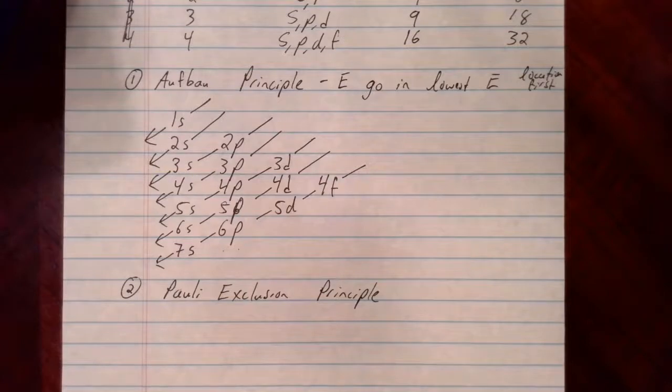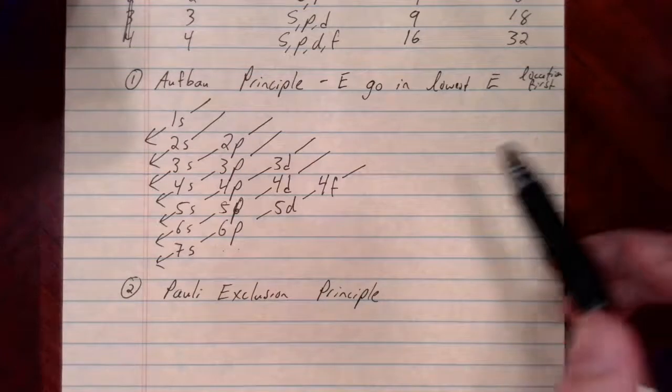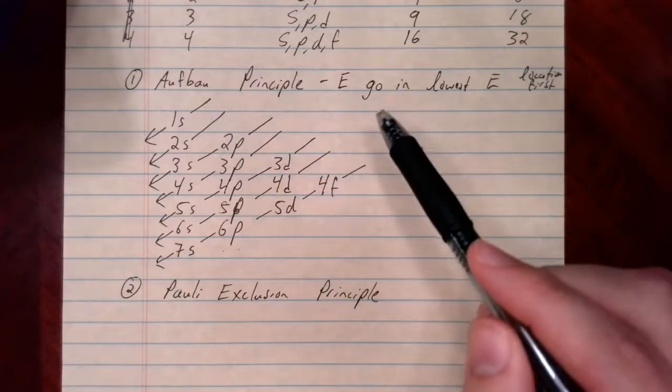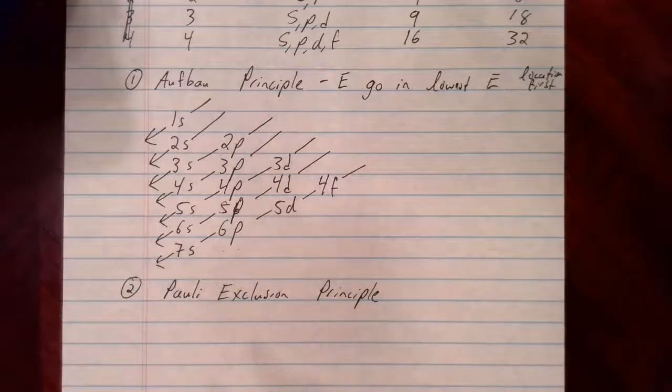Okay, so this is something that rather than just memorizing it, if you do this enough, you'll probably memorize this. You can just say in your head 1s, 2s, 2p, 3s, 3p, 4s, 3d, 4p, 5s, 4d, 5p, 6s. I've done this long enough, I just have it memorized. So if you get to that point, that's perfectly okay. But if you need to draw this out to solve these problems, that's also perfectly okay. So that's the first rule. This is the order that electrons enter sublevels. It's called the Aufbau principle.